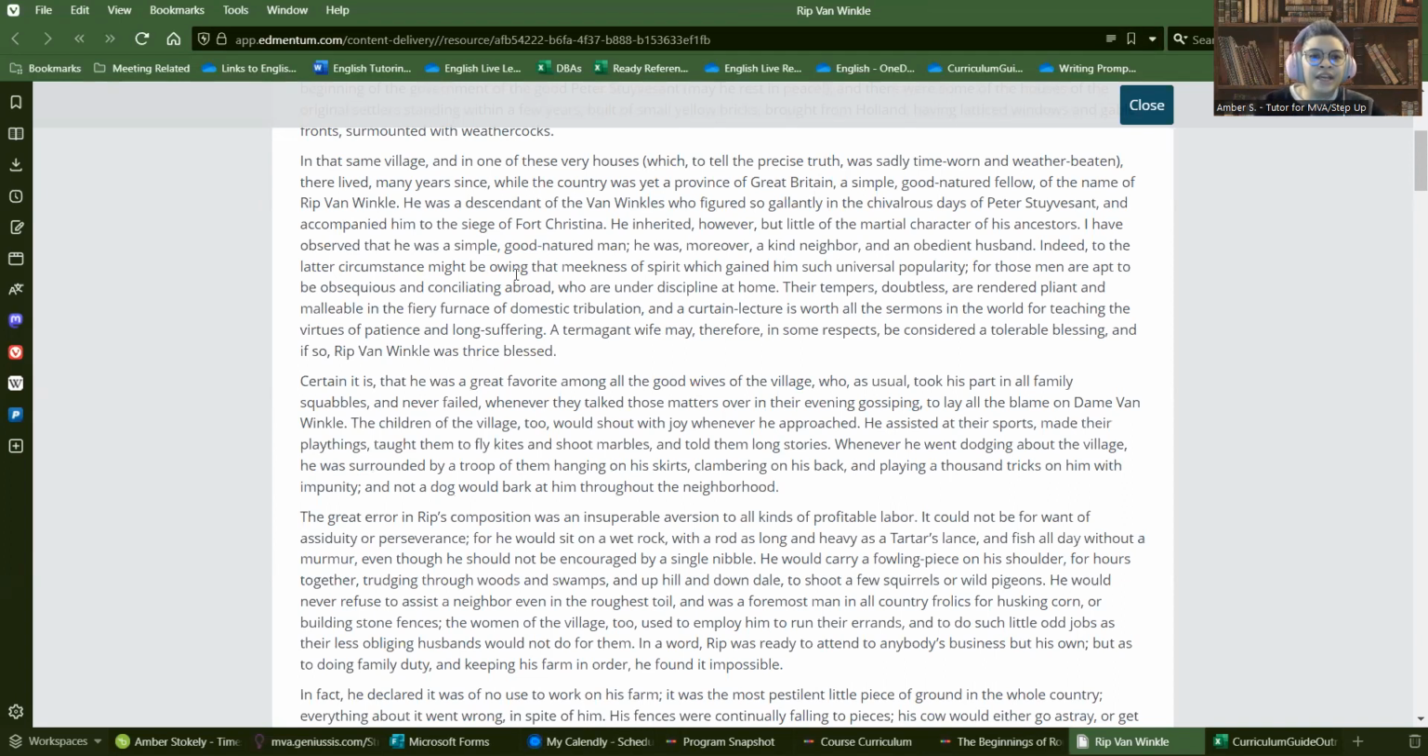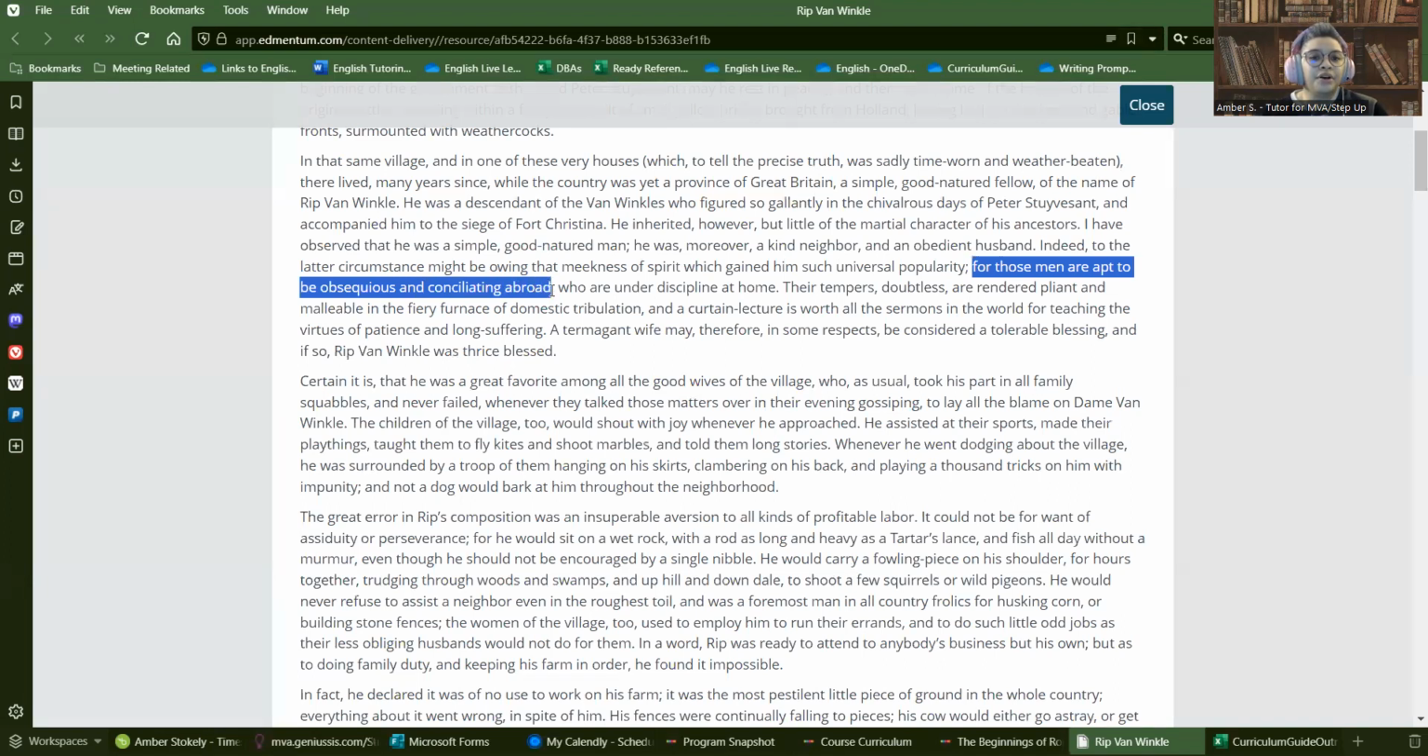And that's why they said that he inherited but little of the martial character of his ancestors. If you don't like conflict, you wouldn't be running off to a siege, right? So even though he's nice, he doesn't stand up for himself, right? So yes, for those men are apt to be obsequious, right? That's people pleasing. You're always trying to smooth things over, right? And conciliating. So they're both very similar words.